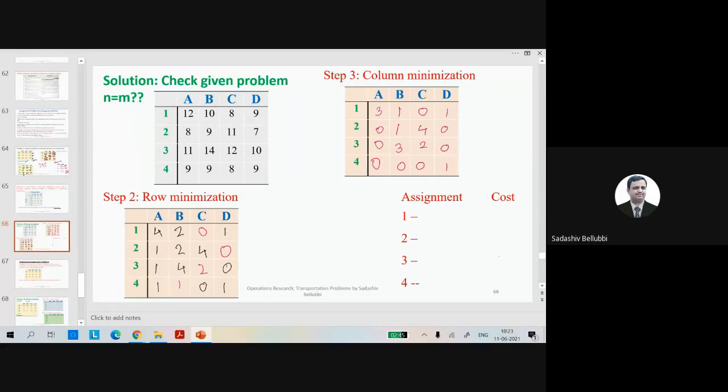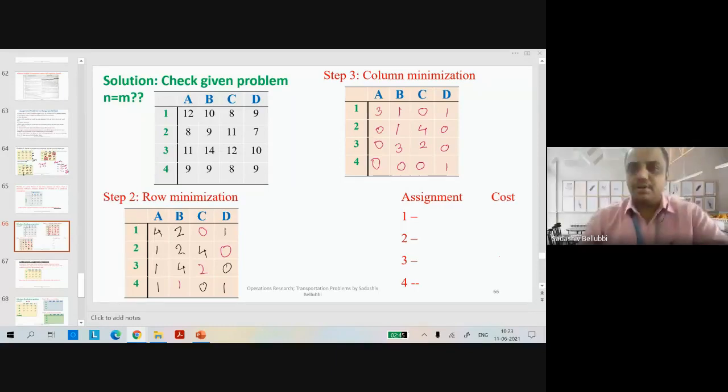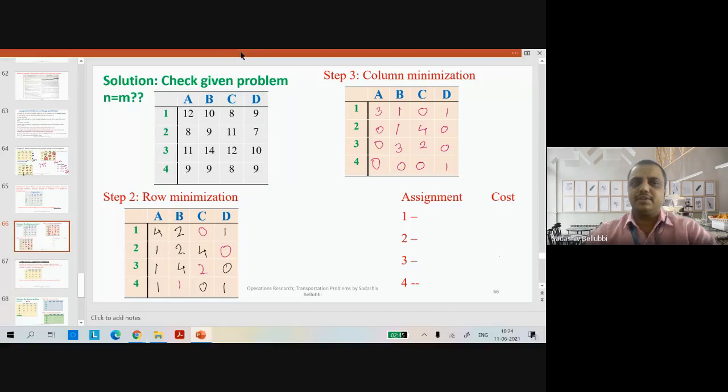Okay, once we finish with the third step, step number 3, column minimization, then we need to go for the assigning. While assigning, we need to check which row or column has the least number of zeros. The first row has only 1 zero, the second row has 2 zeros, the third row also has 2, and the fourth row has 3 zeros. So better go for the first row.